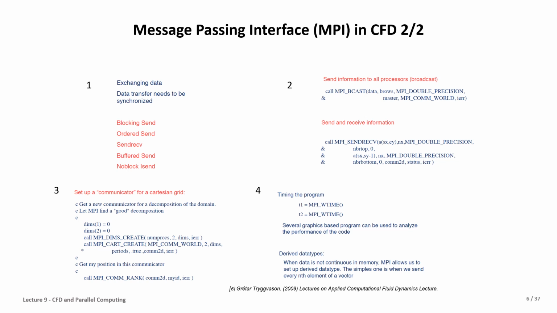Let's have a look at the setup for MPI in CFD. If we look here, we have 4 steps. First, we need to exchange the data. Data transfer needs to be synchronized with this available command. Then we need to send information to all processors, which is a broadcast, and send and receive the information. In the third step, we set up the communicator for a Cartesian grid. And in the fourth step, we have the timing for the program.